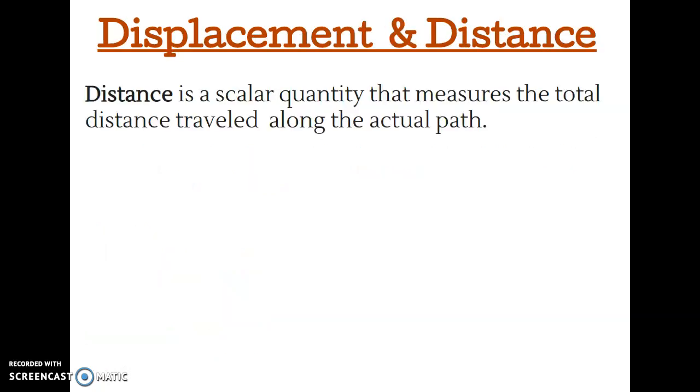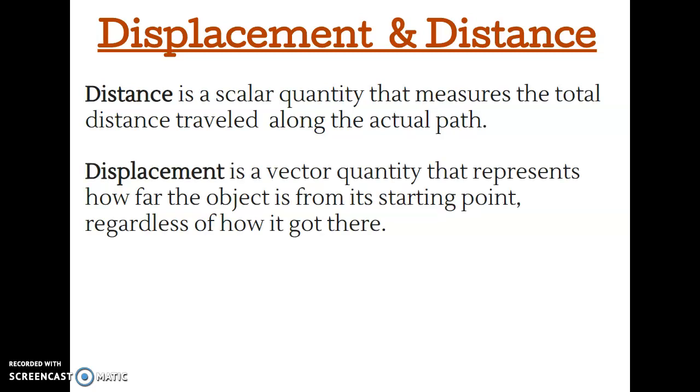All right, so now we're going to talk about displacement and distance. I think many people confuse these. They're similar, but they're not the same. Distance is a scalar quantity. It is described by a number alone, and it describes the total distance traveled by an object along the path that the object actually took.